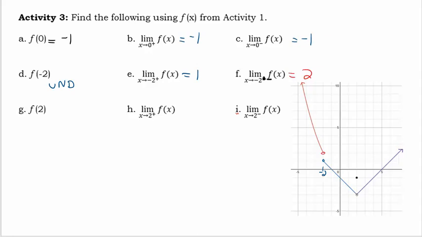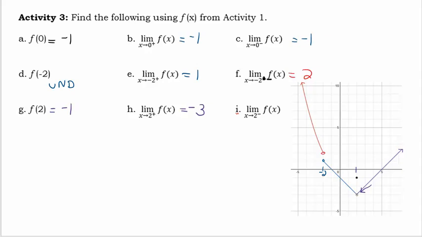All right, let's look at f of 2. Right here we have some weirdness when x is 2. The value of the function is -1. As x approaches 2 from the right, this way, the value of the function is headed towards -3.